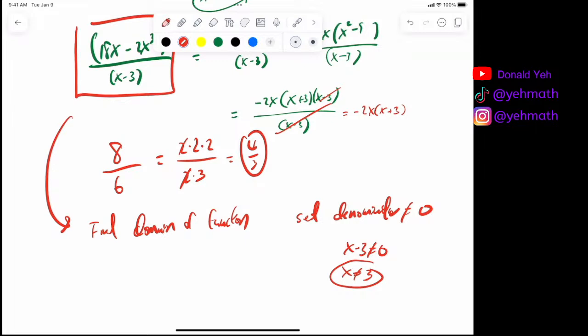It's called a hole, or removable discontinuity. That's a little bit higher level. We're going to get there. That's the actual AP precalculus curriculum. We are not there yet. I just want to give you a glimpse. What are you supposed to know from algebra 2? You're supposed to know that whenever a factor cancels, there is a hole at x equals 3.